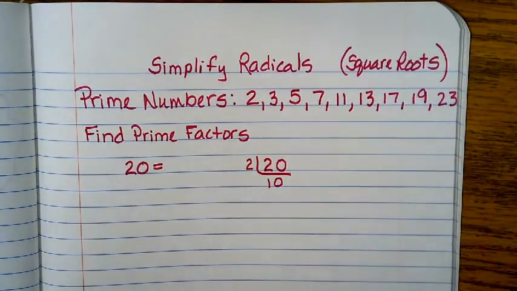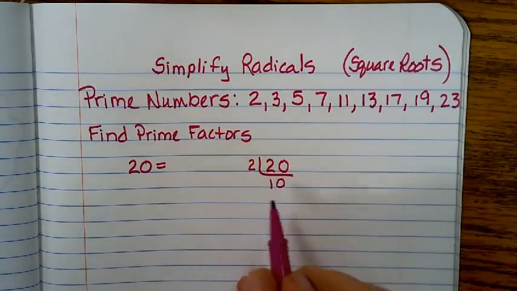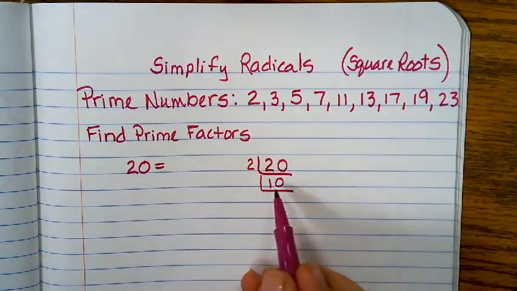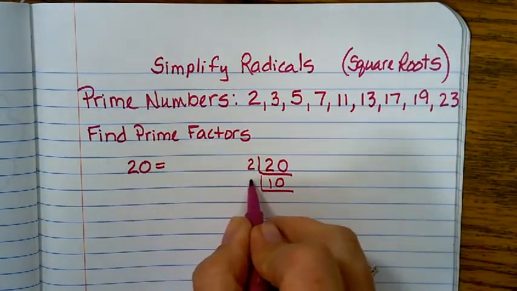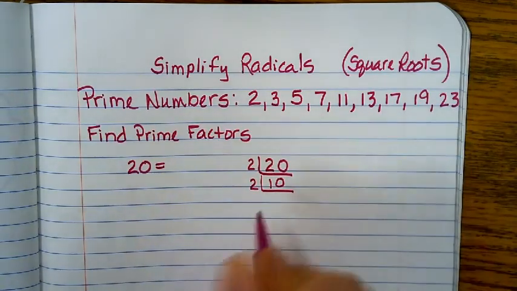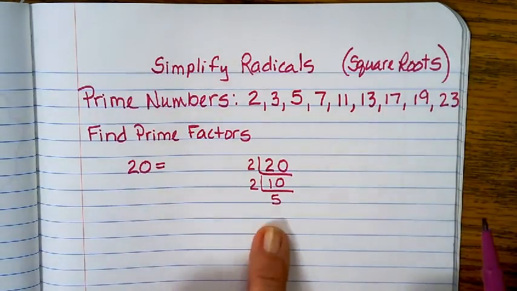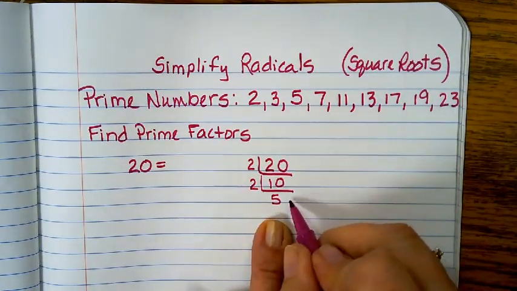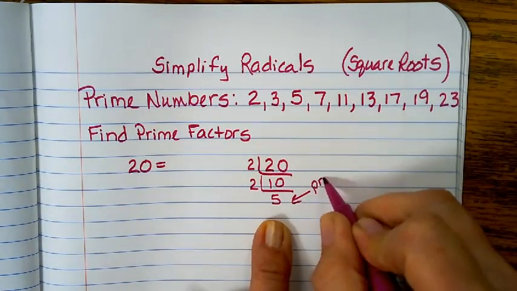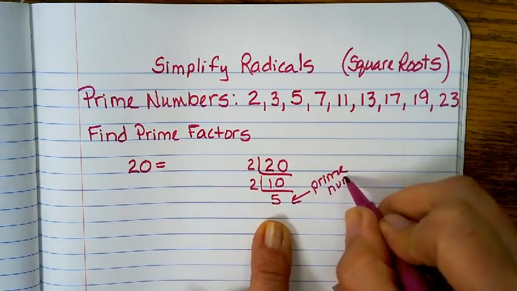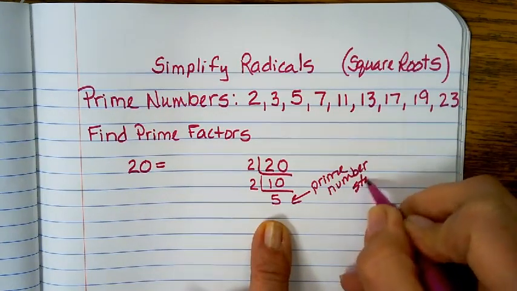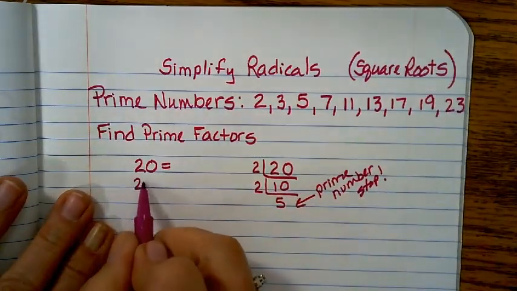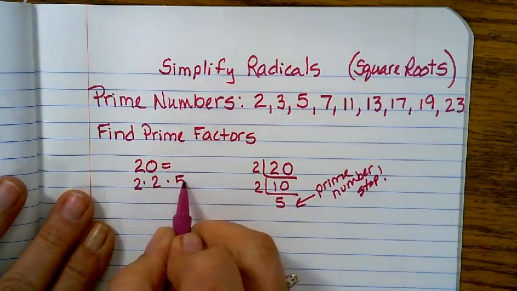And then we're going to ask ourselves, is 10 divisible by 2? So we put another upside down little division thing. Is 10 divisible by 2? Yes. We take 10 divided by 2 and we get 5. And then here I notice that 5 is one of my prime numbers. So if you get a prime number, you stop. So our prime factorization of 20 is 2 times 2 times 5.